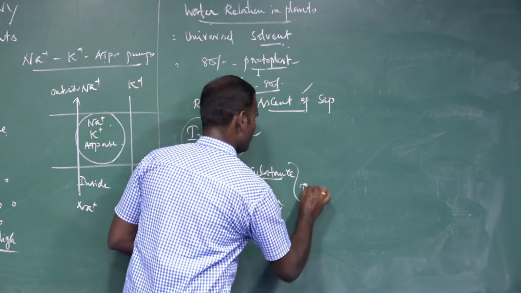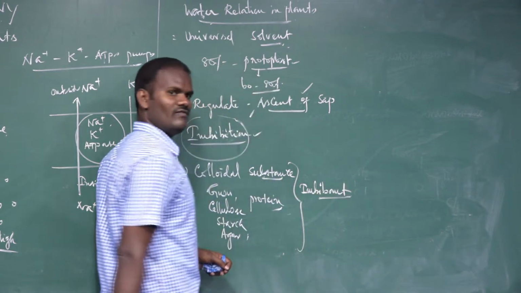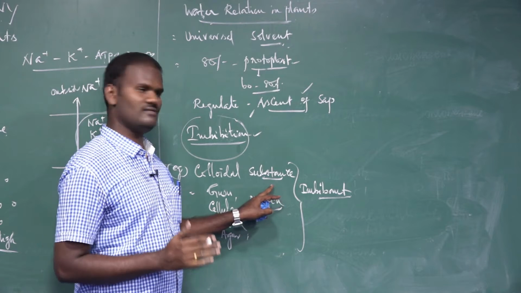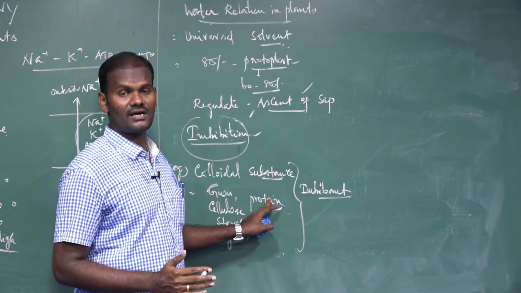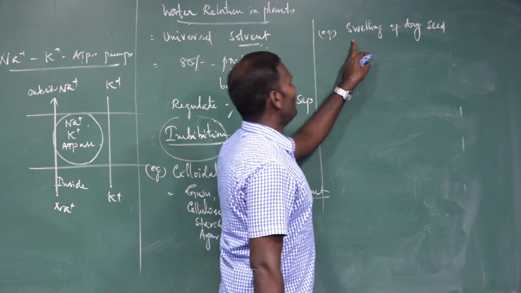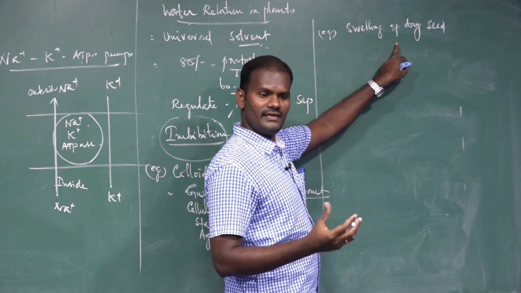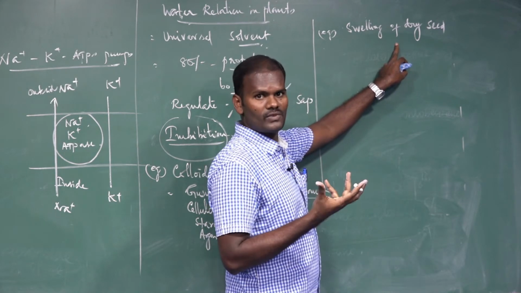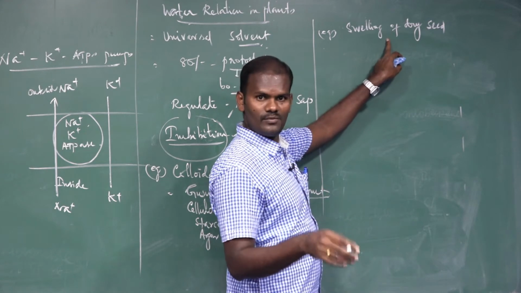So these are called imbibants. What are called imbibants? The substances which do not dissolve in the water. This phenomenon is called imbibition. For example of imbibition, swelling of dry seeds. When dry seeds are placed in water, they absorb a large amount of water molecules and swell, but these seeds do not dissolve in the water. So this is an example of imbibition.